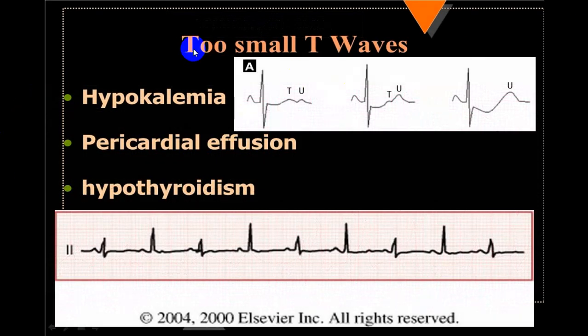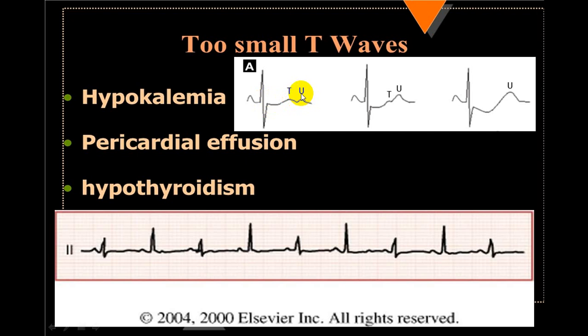Now we go to the second part, which we call a small T wave or flat T wave, very commonly seen in hypokalemia, pericardial effusion, hypothyroidism. Now you can see here that the ST segment is isoelectric, the T wave is almost close to the isoelectric line, and then there is a small upright wave. This is a U wave.